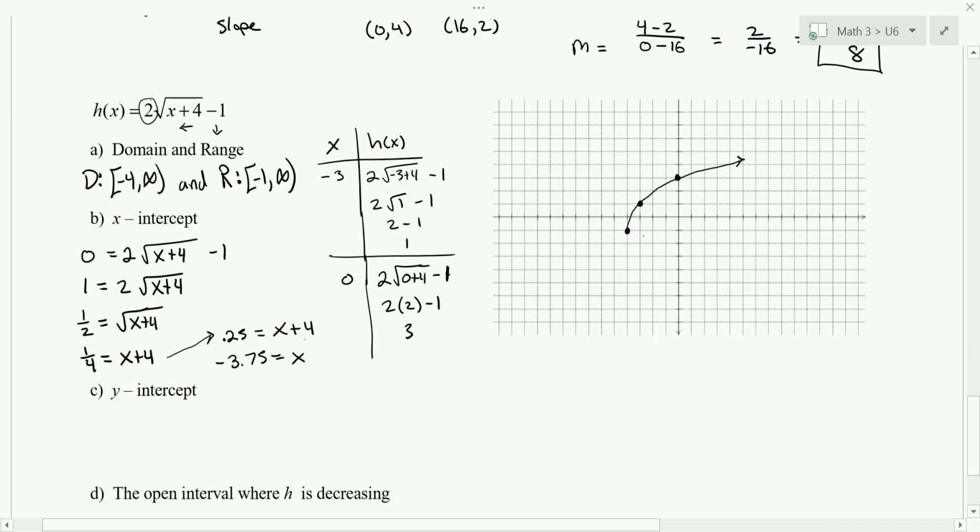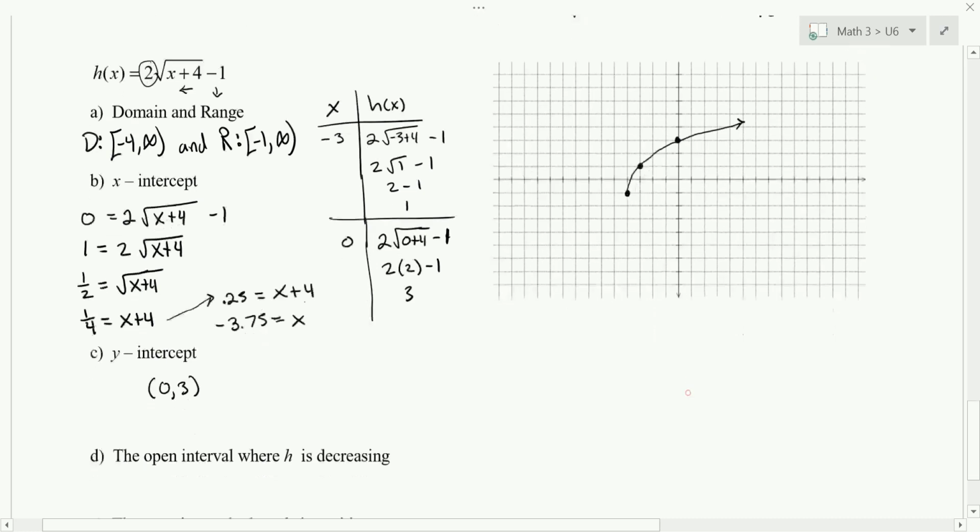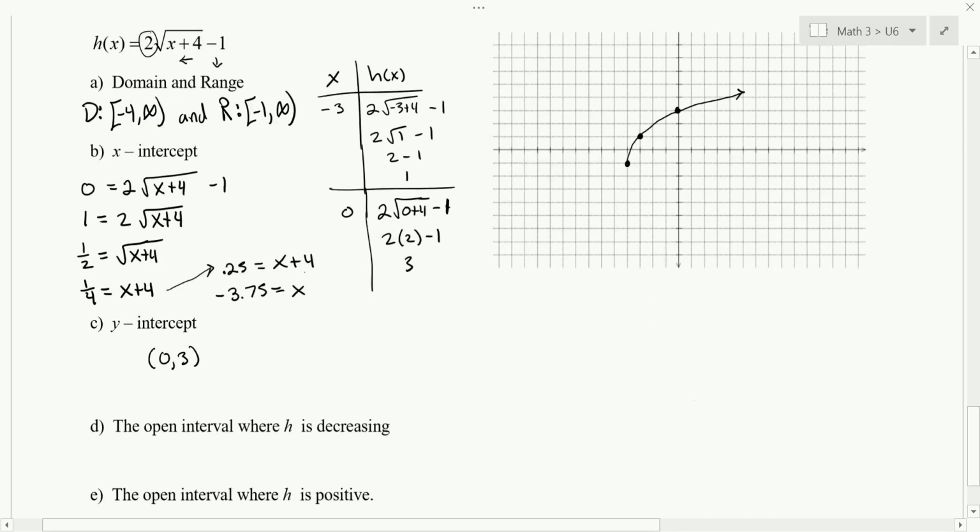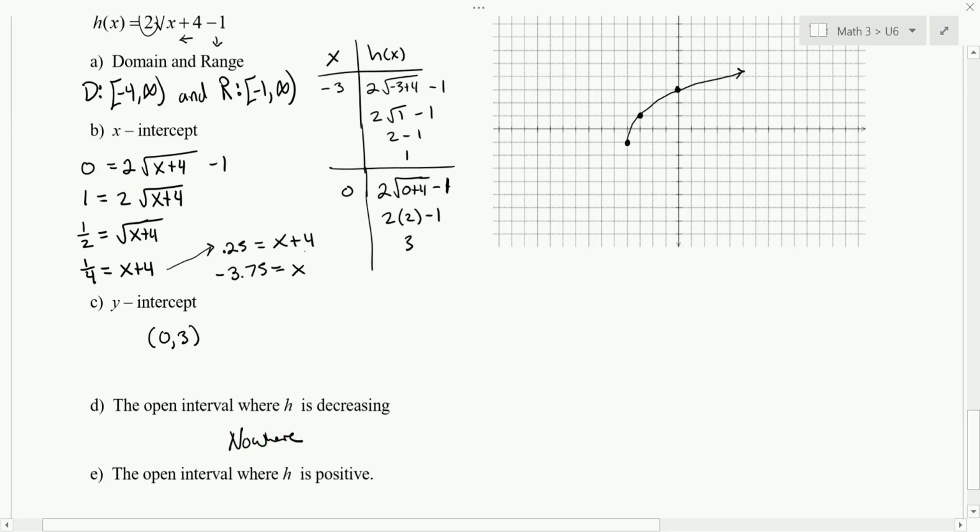My y-intercept, that's much easier. I could see that. That happens at 0, 3. We've already graphed that point. Where is this thing decreasing? It's not, right? Nowhere.